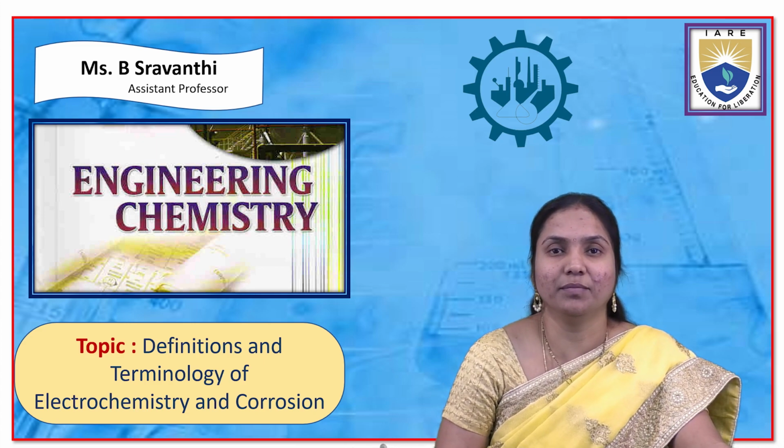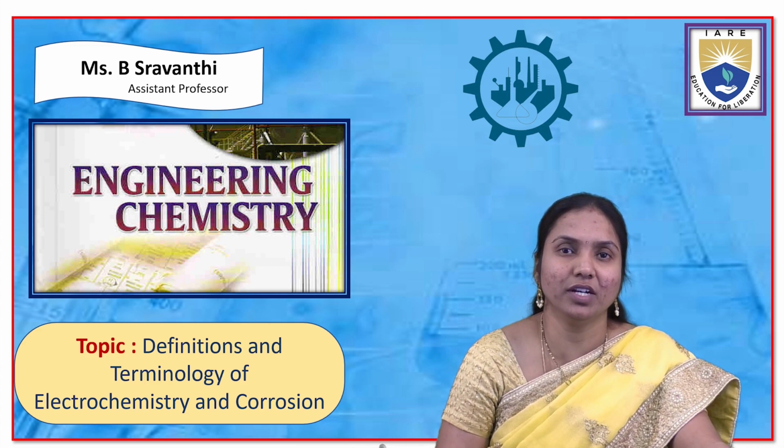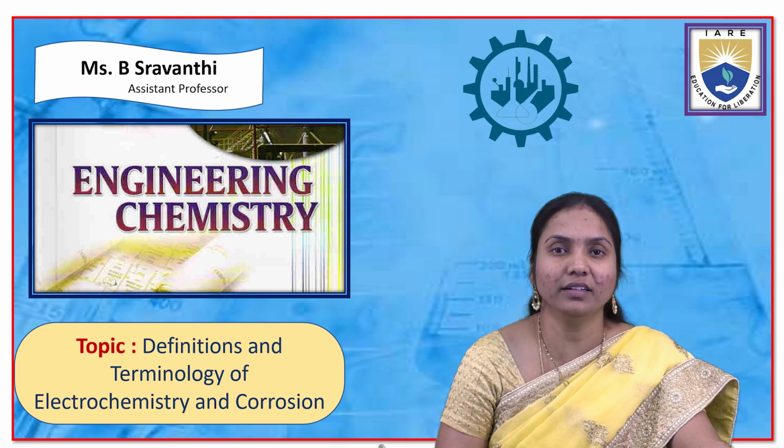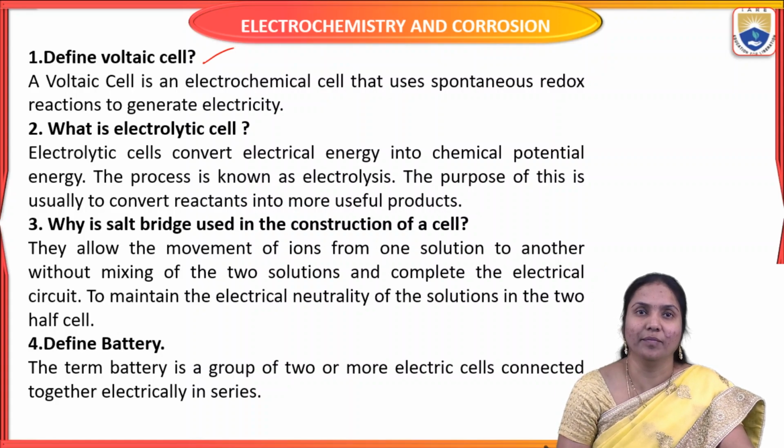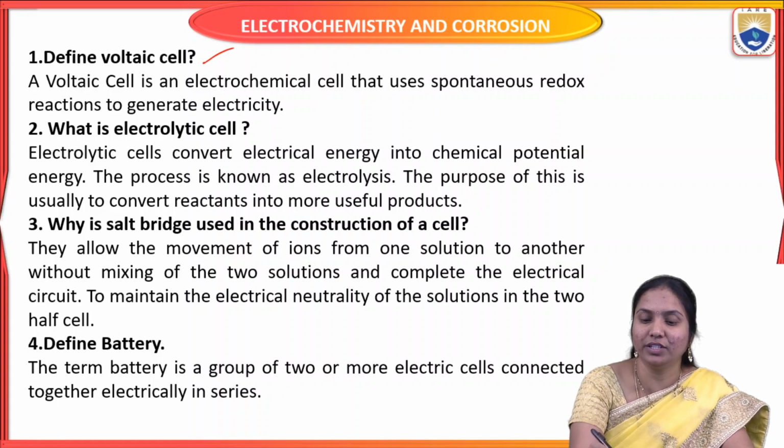Today we are going to discuss the definition and terminology of electrochemistry and corrosion. So first, what is a voltaic cell? A voltaic cell is an electrochemical cell. It is also called an electrochemical cell, which converts chemical energy into electrical energy.